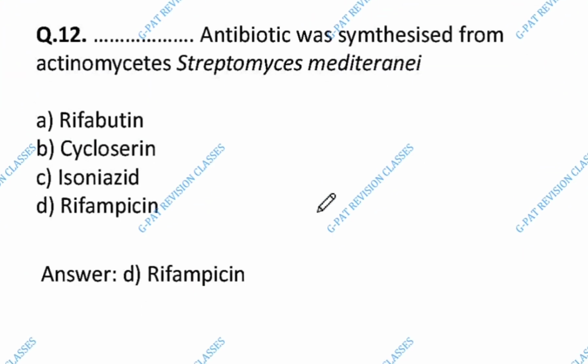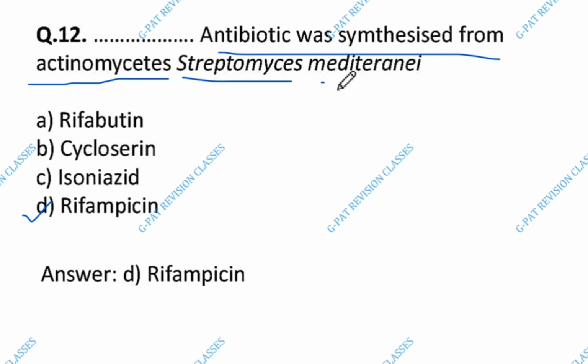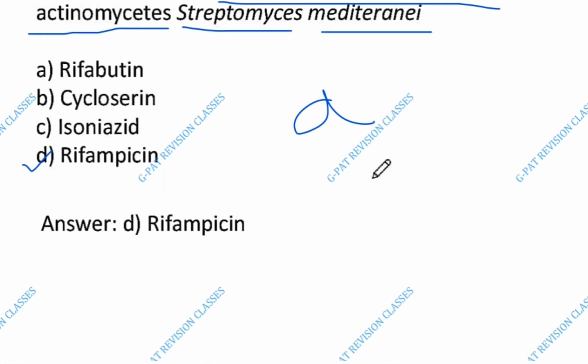Next is question number 12. Rifampicin antibiotic was synthesized from the actinomycete Streptomyces mediterranei. The answer is D, rifampicin.